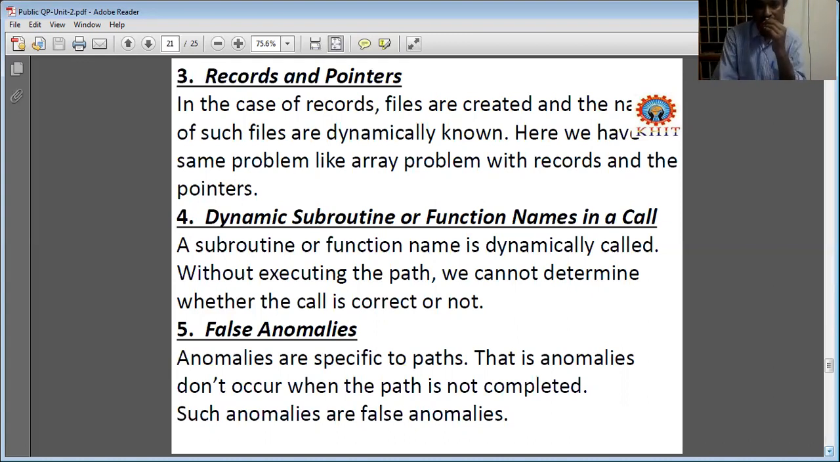Next, false anomalies. Anomalies are specific to paths. That is, anomalies do not occur when the path is not completed. Such anomalies are called false anomalies.